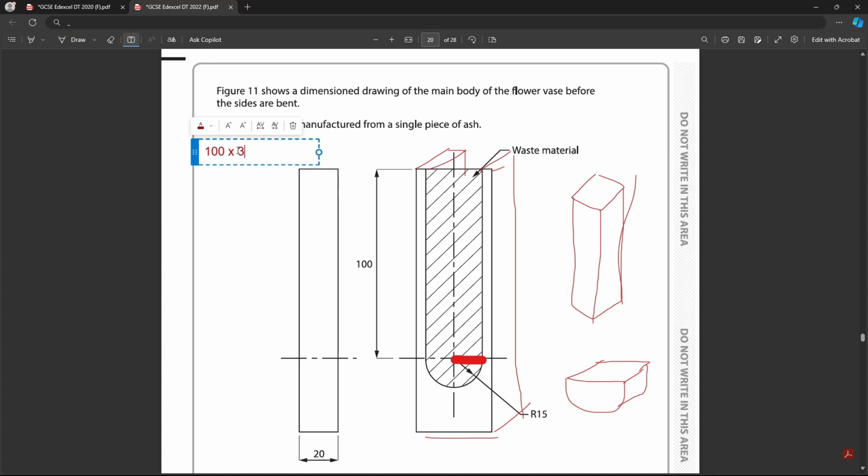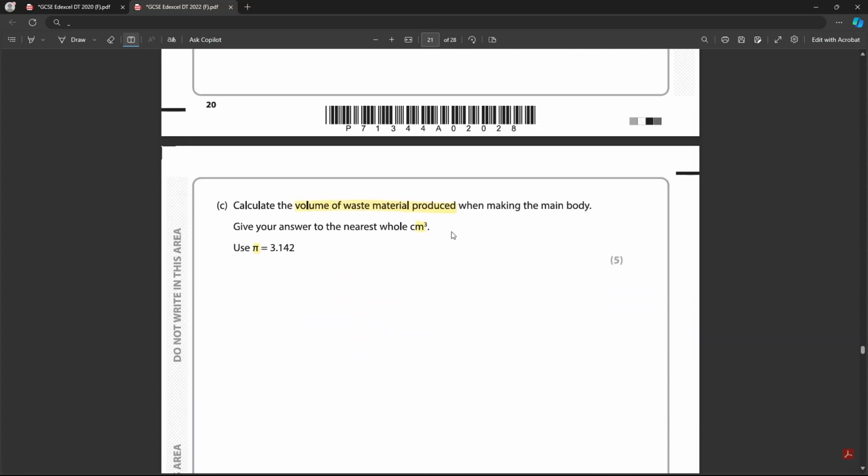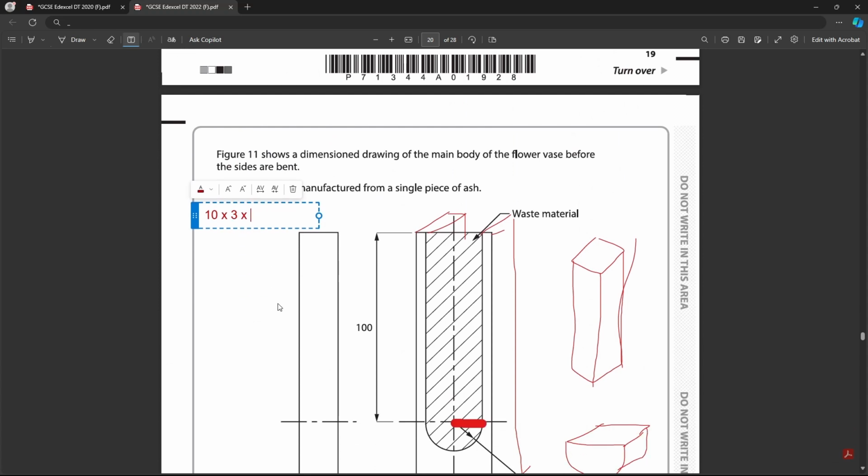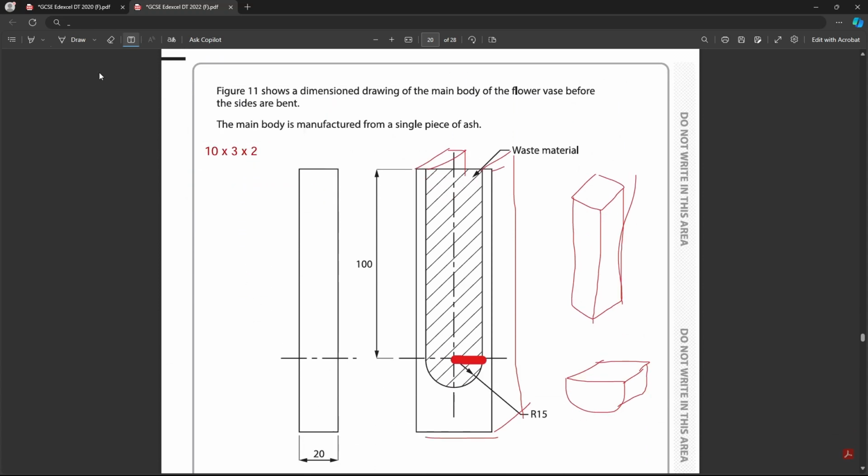Actually, I would convert first into centimeters. I think it's easier doing it this way. So we know that's 10 centimeters times 3 centimeters, because we have to answer in centimeters cubed anyway. So all in cm, 10 times 3 times the width, which we know is 2, or the depth, whatever you want to call it, because here it says 20. So it's 10 times 3 times 2, which in my head is just 60. So that is going to be 60 centimeters cubed. If I write that here, 60 centimeters cubed is going to be that whole shape.